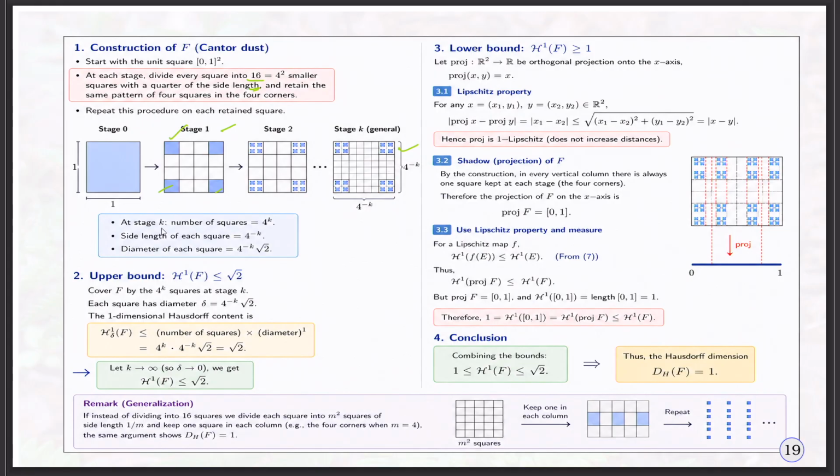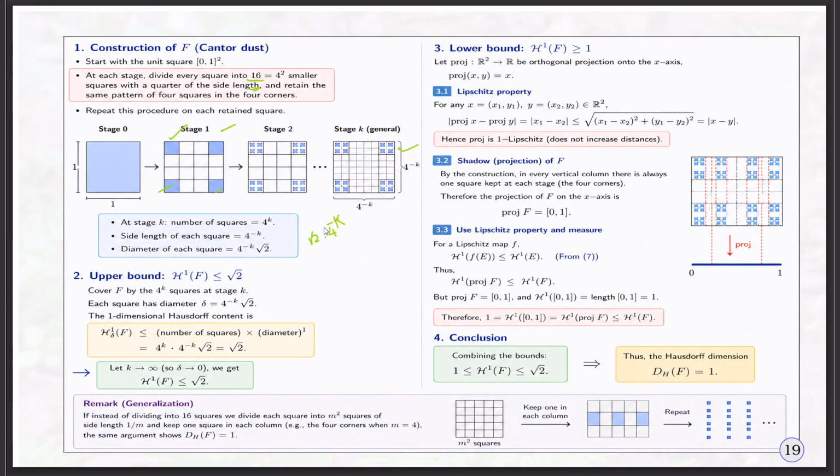So, at each stage k the number of squares is 4 power k, and the side length of each square is 1 by 4 power k. So the diameter of the square is root 2 times 4 power minus k. We can apply Pythagoras to get this diagonal as root 2 times 4 power minus k.